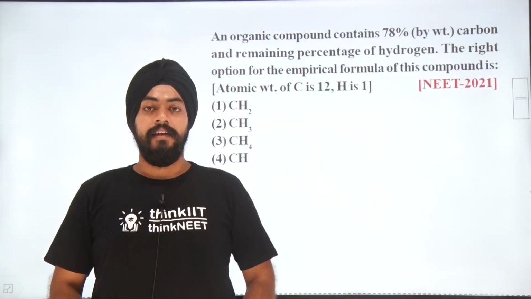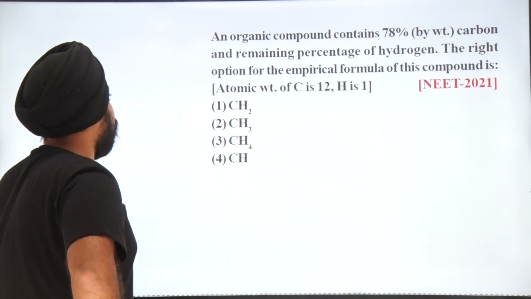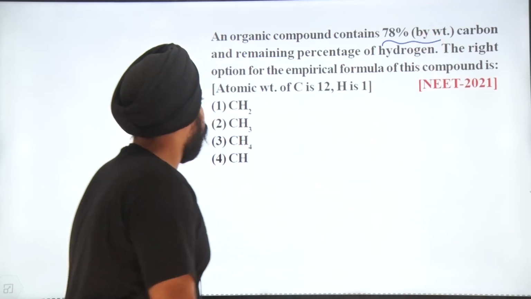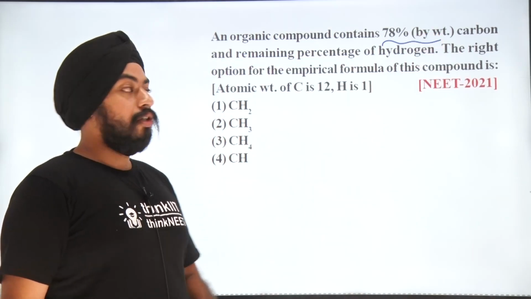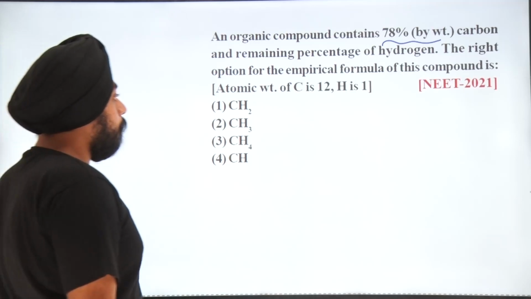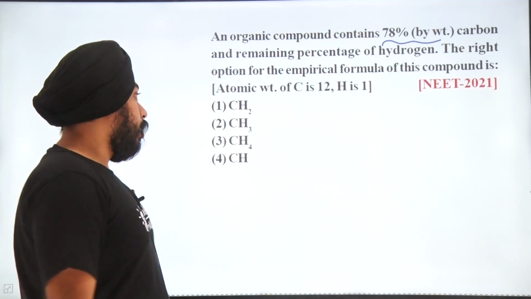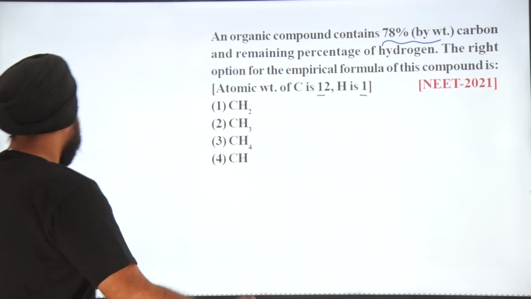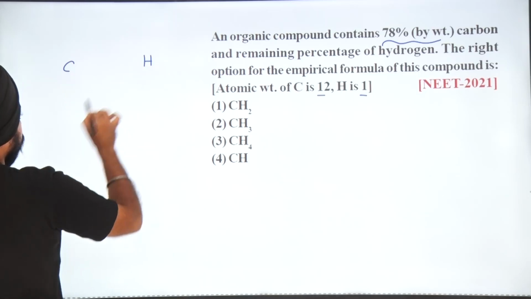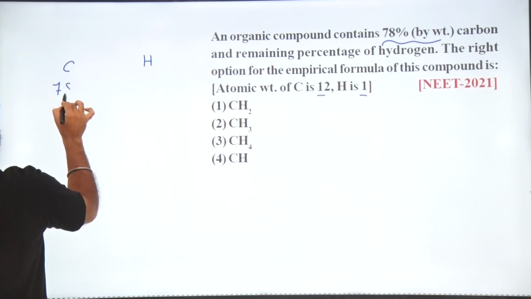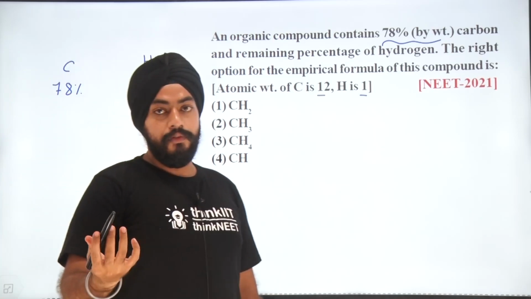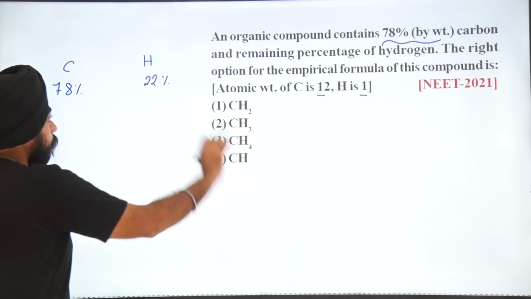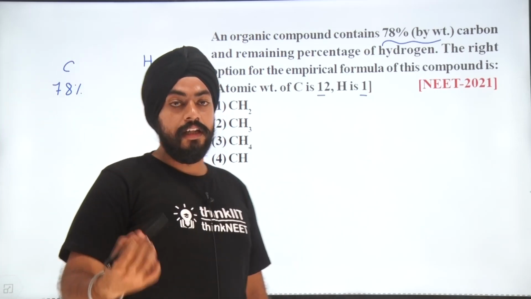Thank you. Well students, let's see the question. The question says an organic compound contains 78% by weight carbon and the remaining percent is hydrogen. So the right option for the empirical formula of this compound will be, considering the atomic weight of carbon as 12 and hydrogen as 1. Well, let's have a look very quickly. We have carbon and hydrogen. 78% is given for carbon, so the remaining portion will be hydrogen only. That means 100 minus 78 comes out to be 22. So we have 22% hydrogen in this case.